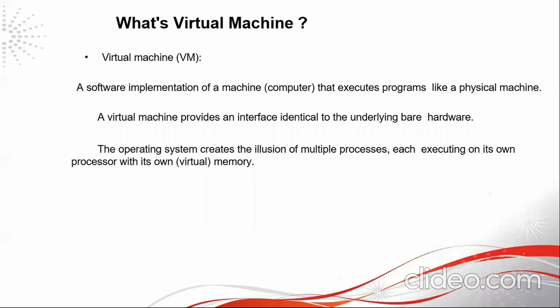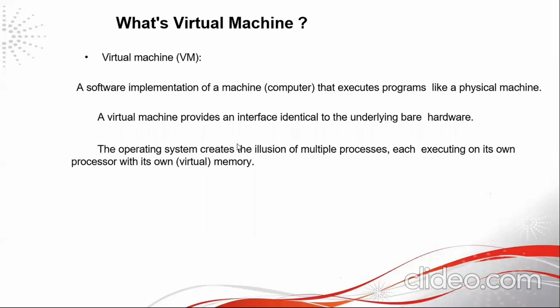A virtual machine provides an interface identical to the underlying bare hardware. Suppose I give you an example. One user has Ubuntu OS, the second user has Windows OS. So we are implementing a software-based Windows OS for that user. He will find that no other user is executing. So we are creating 5 machines from a single machine with the help of a virtual machine.